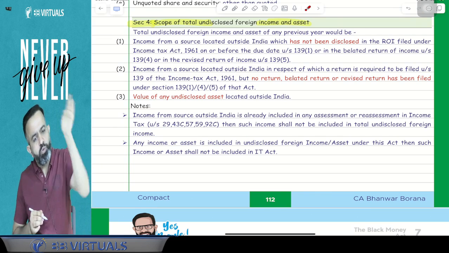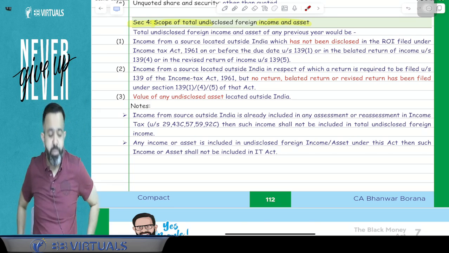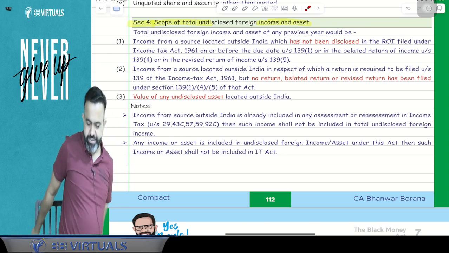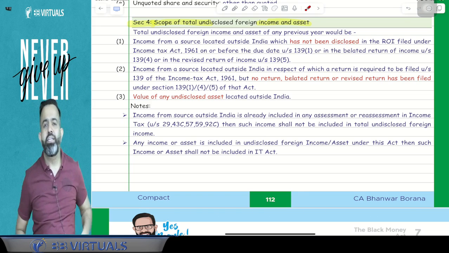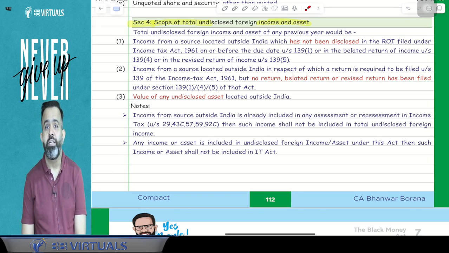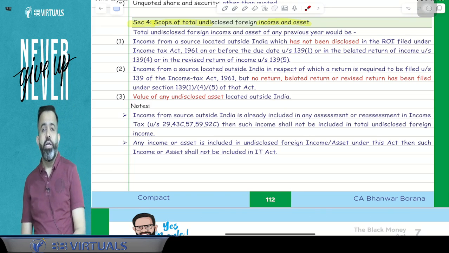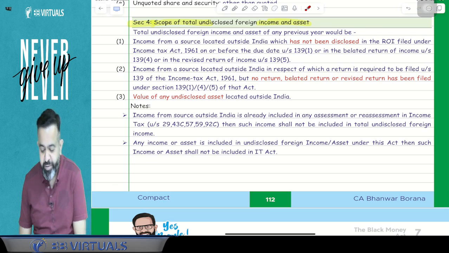Or you were supposed to file the return, but you have not filed it. In the Income Tax Act, if you remember section 139.1, we discussed that if you have any financial interest in a foreign entity or you are holding any asset outside India and you are a resident and ordinarily resident, then you have to file the return. But if you have not filed the return, then that will be treated as your undisclosed asset or income.